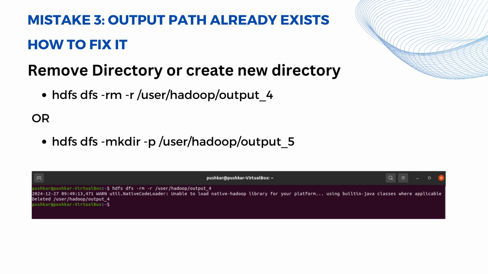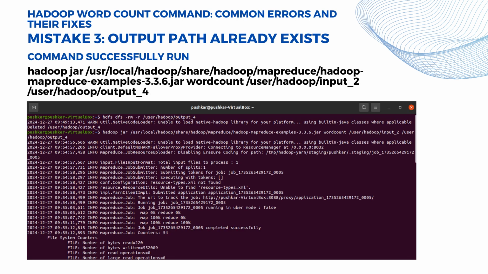Remove the existing output directory using hdfs dfs -rm -r and the path. The -r option ensures that the directory and its content are deleted recursively. Alternatively, specify a new output directory. Both approaches will work, so you can choose whichever is more convenient. After fixing the output path issue, you can rerun the command successfully.